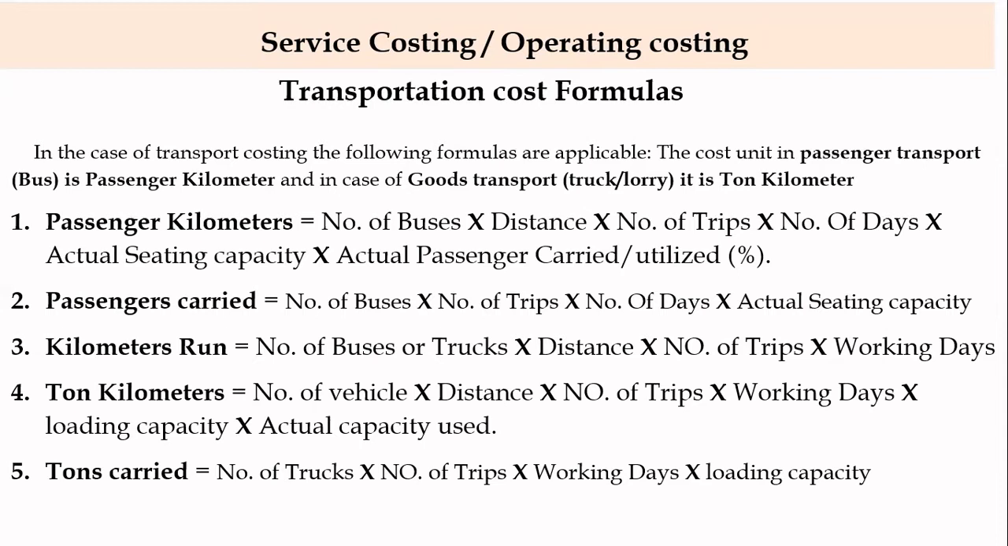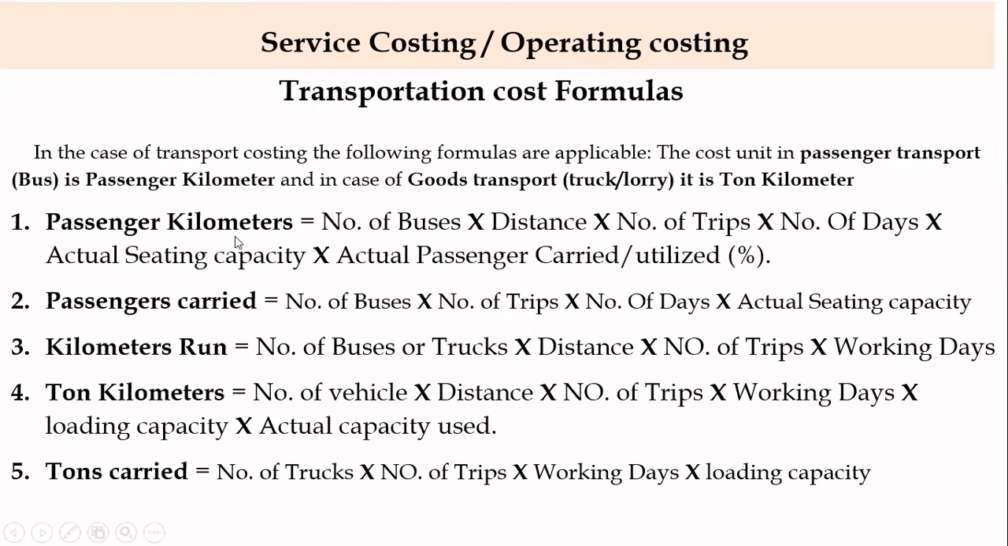In the case of transport costing, the following formulas are applicable. The cost unit in passenger transport, that is bus, is passenger kilometer, and in case of goods transport, that is truck or lorry, it is ton kilometer. So very first point is passenger kilometers. Per passenger per kilometer, what will be the cost? In order to calculate that, we have to use this formula.